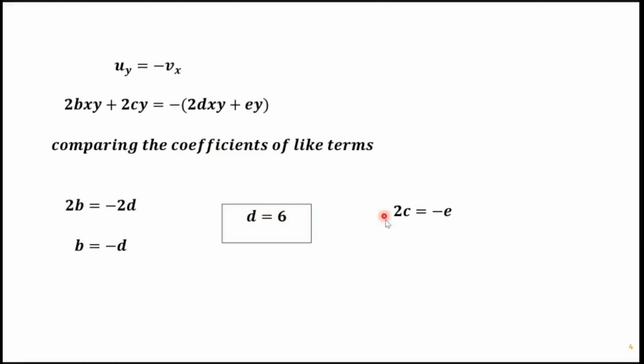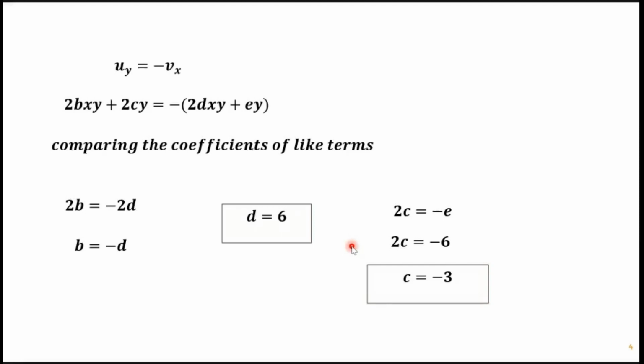Similarly, 2C is equal to minus E. Already C value we have. So 2C is equal to minus E and E is equal to 6. So 2C is equal to minus 6. So C is equal to minus 3. So what are the values we have got? A equal to 2. B equal to minus 6, C equal to minus 3, D equal to 6, and E equal to 6. Okay? These are the values of A, B, C, D, and E.